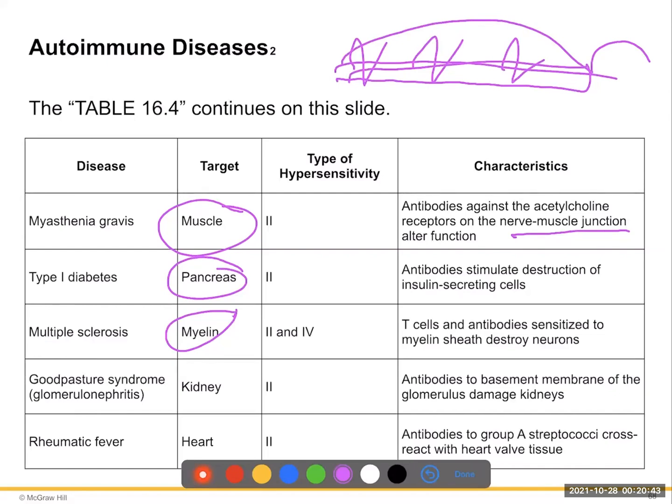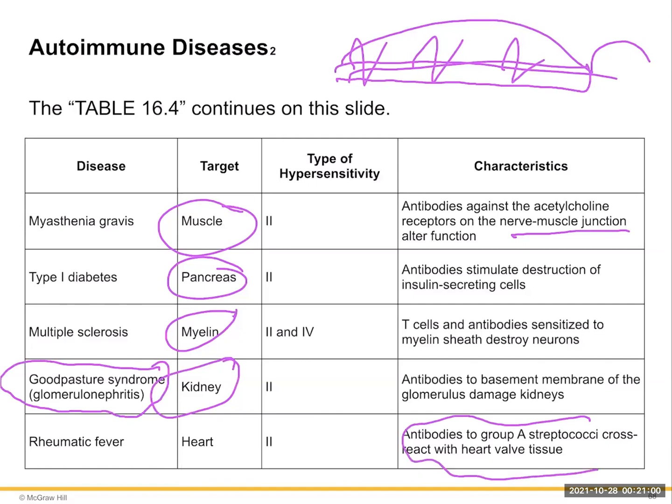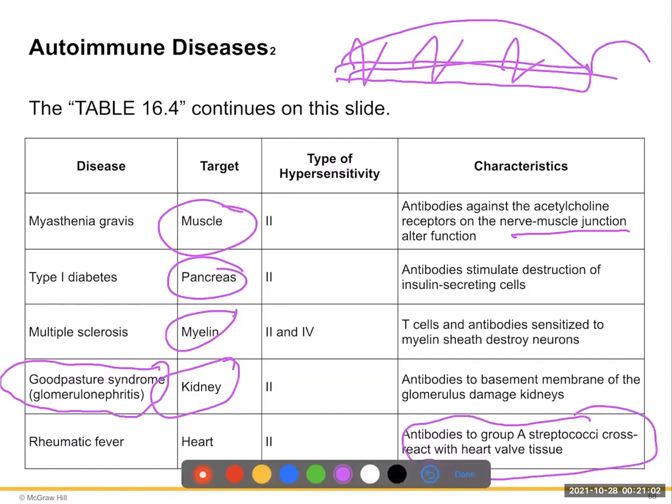Goodpasture syndrome. I had never heard of that. I had to look it up. I never heard it called Goodpasture syndrome. Glomerulonephritis is an inflammation in the kidneys. That affects the kidneys. Rheumatic fever is your heart. Antibodies against streptococcus react with the heart valve tissues and destroy the heart valve, causing a murmur in the heart.